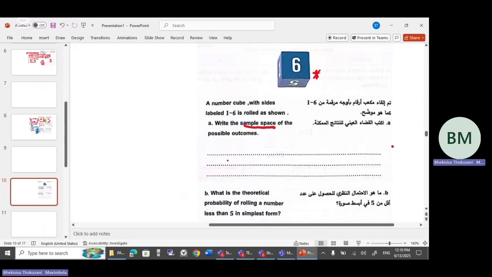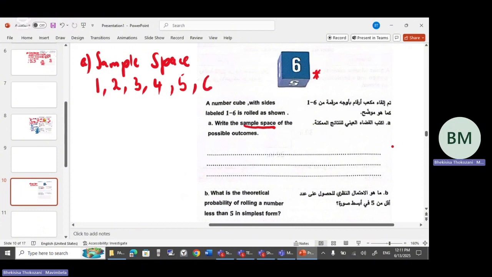So the sample space here, guys, it's very simple. I'm going to write here. This is part A of the question, A. So the sample space for this will be 1, 2, 3, 4, 5, 6. Why 1, 2, 3, 4, 5, 6? Because the numbers on this cube, they are from 1 up to 6, as they showed us here. I hope that makes sense to you guys. If it doesn't, please go back to our question and check it again.